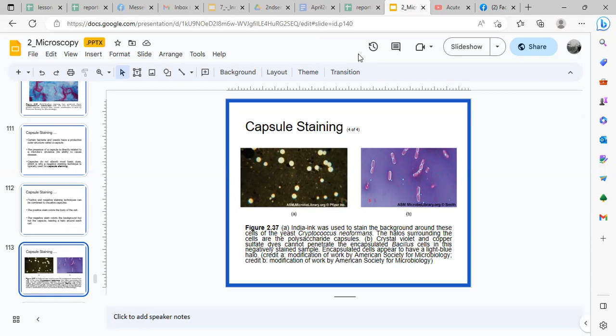Okay? So kita nyo dyan sa Cryptococcus neoformans, you have the halo surrounding the cells. Okay? So mas prominent dito sa isang picture. No? So sa right picture, you use crystal violet.